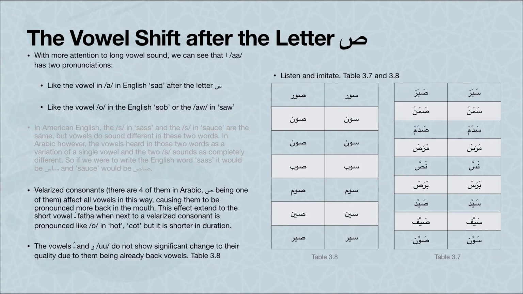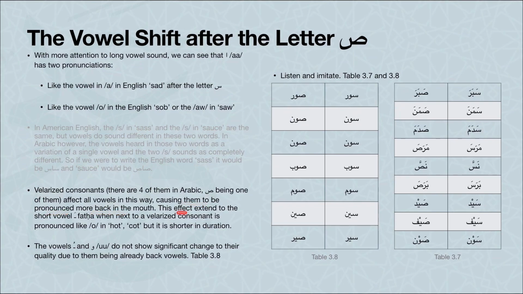Now, as we said, the velarized consonants in Arabic, there are only four of them, thankfully, sod being one of them, affect all vowels this way. Because as we said, it's not a property of the vowel, it's a property of the letter, of the consonant. The consonant gets produced in the back of your mouth, and it's very hard to change from the back of your mouth to the middle of your mouth to produce different vowels. So the vowels kind of shift towards the velarized consonants. They're too powerful, they drag the vowels with them, not the other way around, causing them to be pronounced more back in the mouth.